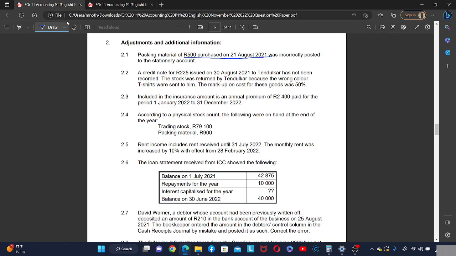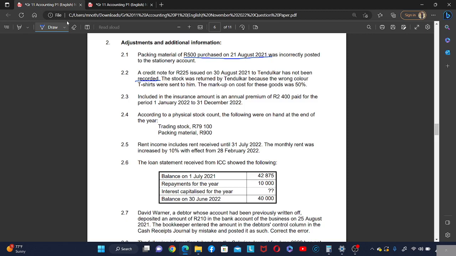Okay, number 2.2, a credit note for 225 issued, meaning that a debtor is returning the goods. On 30 August 2021 to Tendek has not been recorded. The stock was returned by Tendek because the wrong color t-shirt was sent to him. The markup on cost for these goods was 50%.